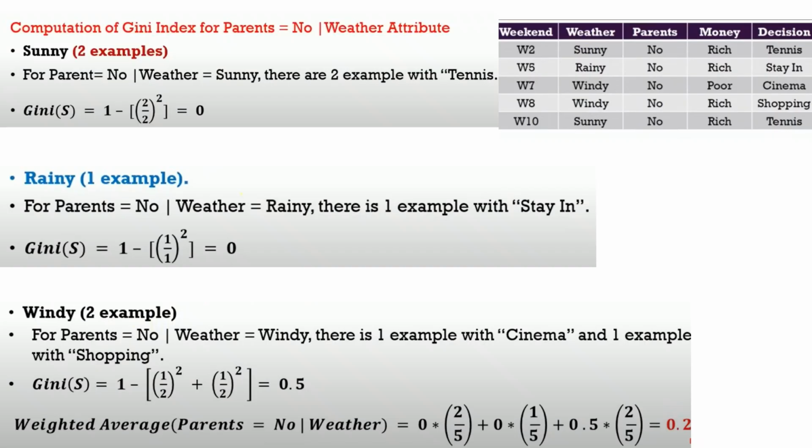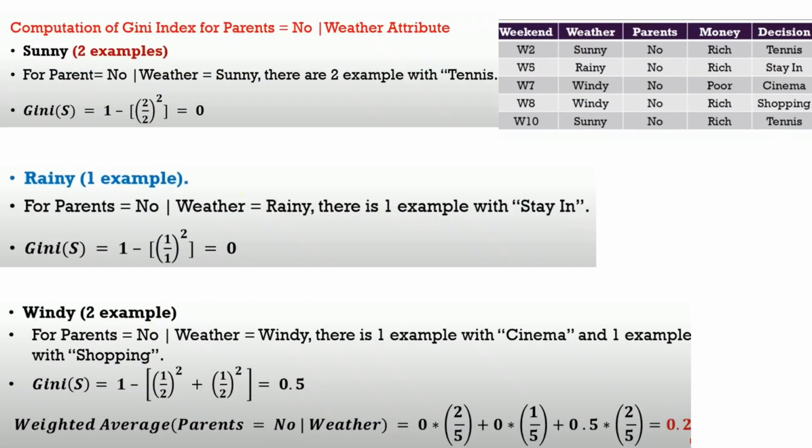So now we have taken the table only for parent as no. Again we have to continue the same steps. For example, first we are going to consider the weather for these 5 samples alone. If you are considering the weather, 3 outputs are possible: 2 sunny, 2 windy and 1 rainy.